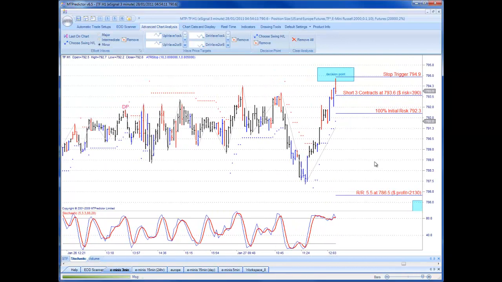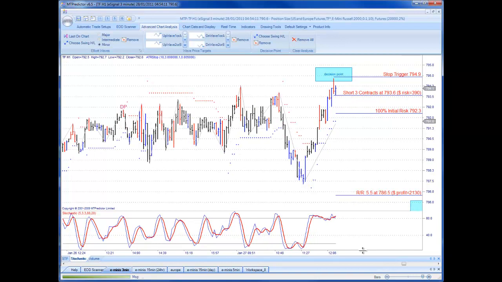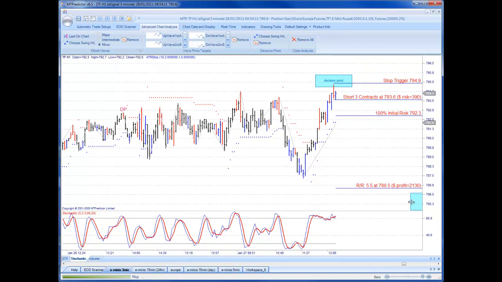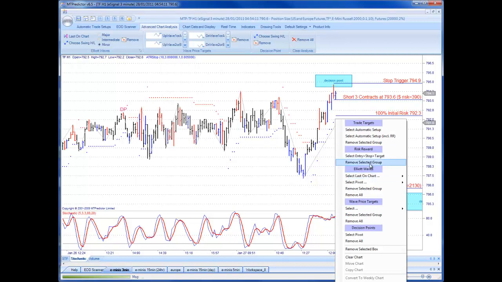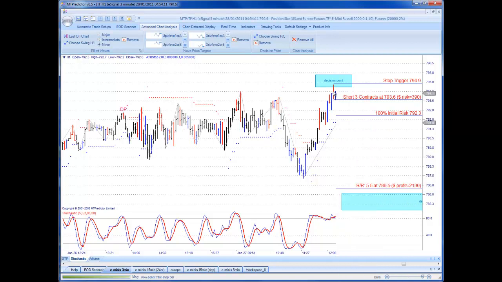Whoops, sorry, went a bit too far ahead there. The DP down this low here. So the potential trade here would be bang, bang, bang. So you're thinking, oh, another potential 5R trade.